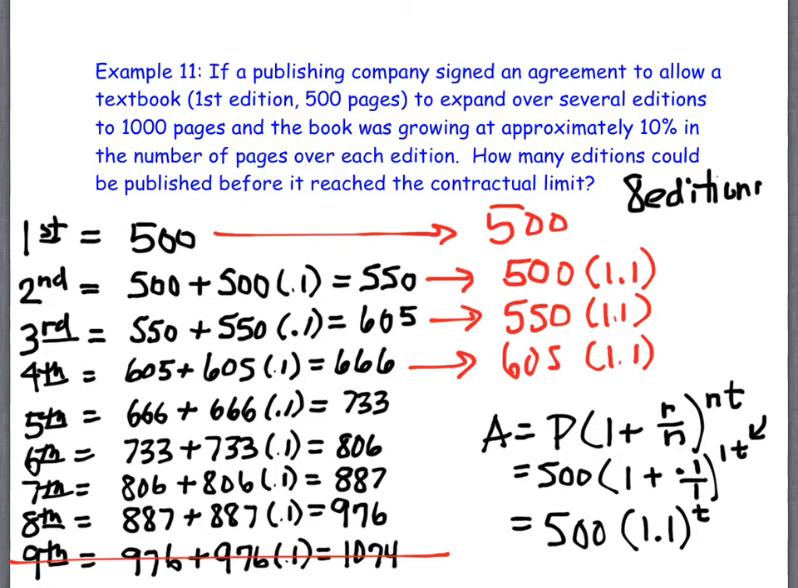It's actually not quite the edition you're on, because if you plug in the number 1 here, what do you get? You get 550, which is not your first edition, it's actually your second edition. You're off by 1, right? So the t here is actually off by the edition number. I don't know how exactly I want to write it.